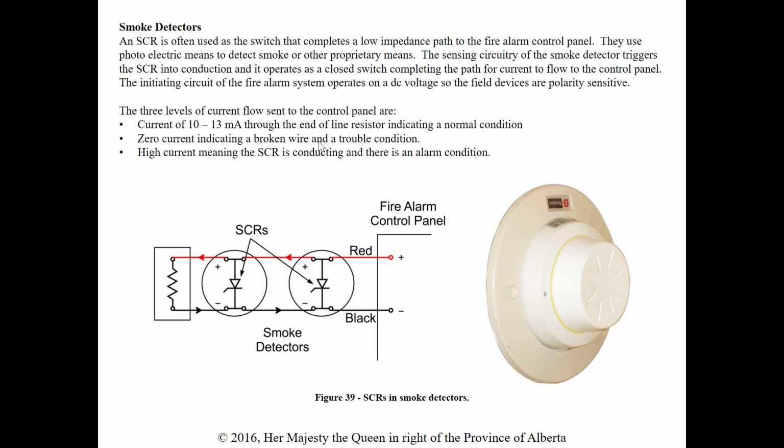If we have zero current, it just means that one of the wires broke, and it would go into a trouble condition at the panel. And we'll review all this when we talk about fire alarms too. Okay, but the SCR is there to actually help provide the initiating circuit, the path to initiate an alarm signal in the event of smoke in this case.